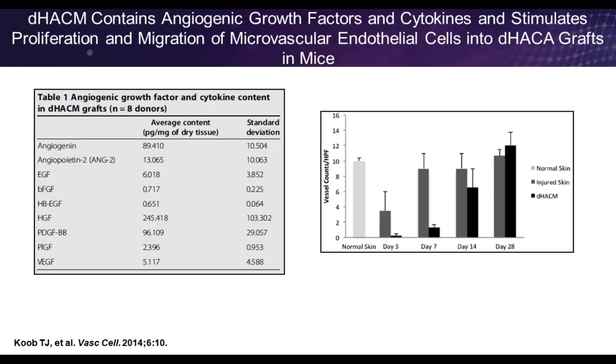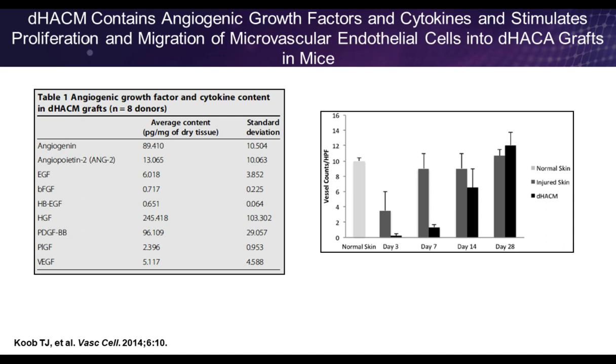Now, the reason that the dehydrated human amnion membrane can both mobilize stem cells from the bone marrow to come into the area of the membrane, as well as stimulate those cells to differentiate into vascular endothelial cells and begin to form new vessels, is because, as shown in Table 1, there are a substantial number and amount of these key angiogenic growth factors and cytokines.